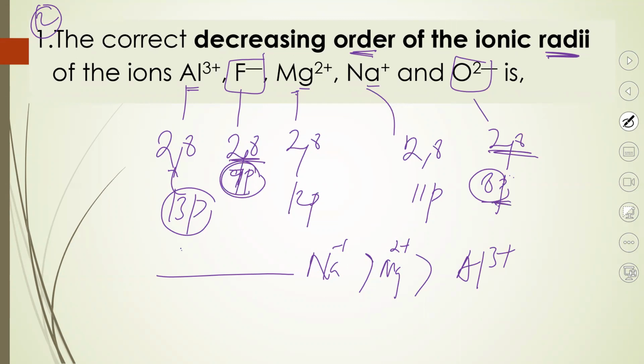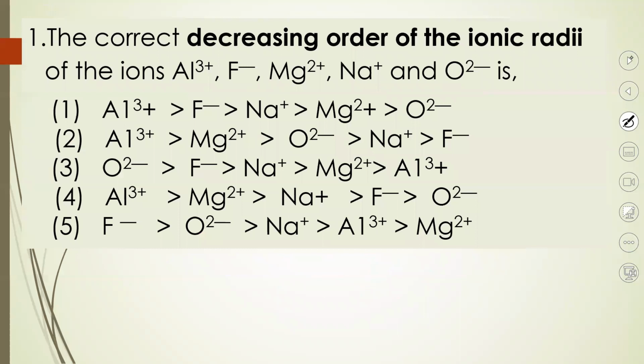Therefore, O2 minus is bigger. Simply, when 2 minus comes, what happens? The electron cloud becomes big, isn't it? So this is the order. I think you may have the document with you, right? Al3+, Mg2+, Na+, F minus, O2 minus. So the third one is the answer. The correct answer is the third one.